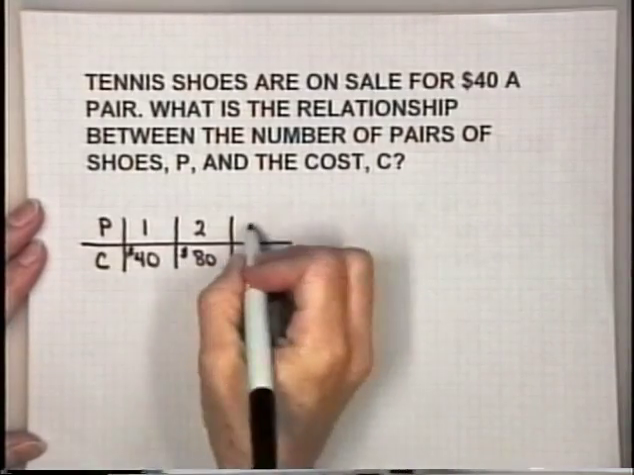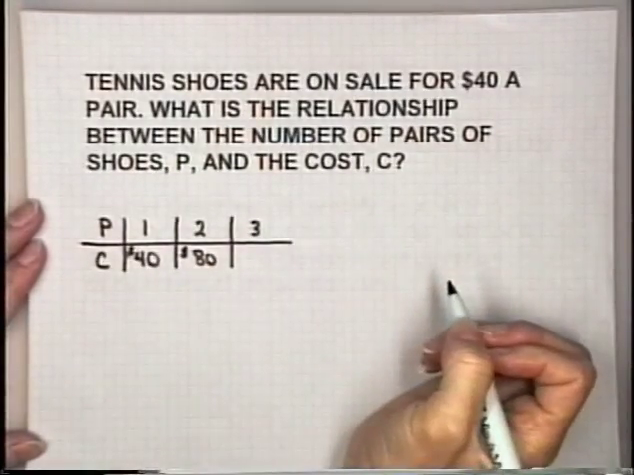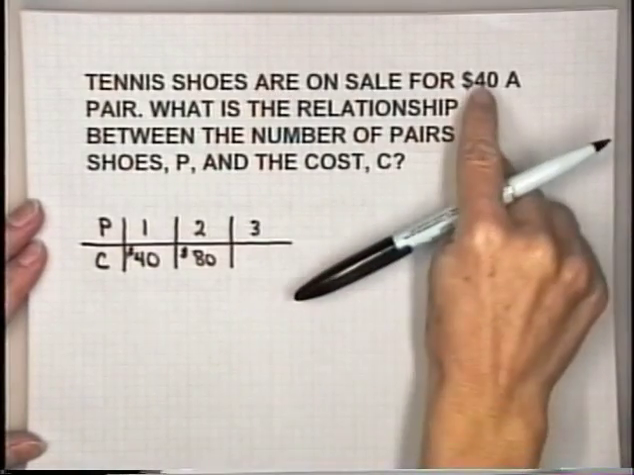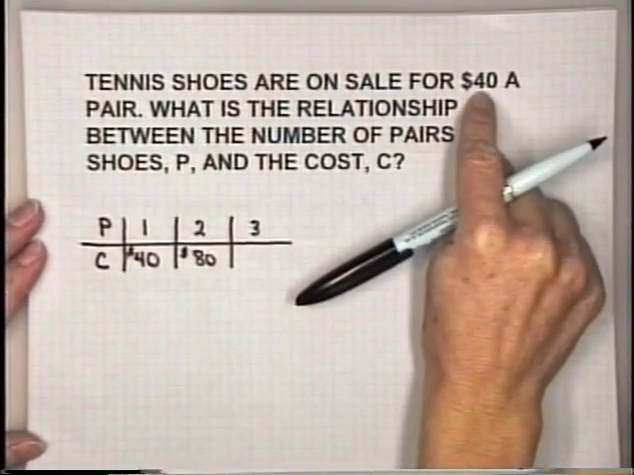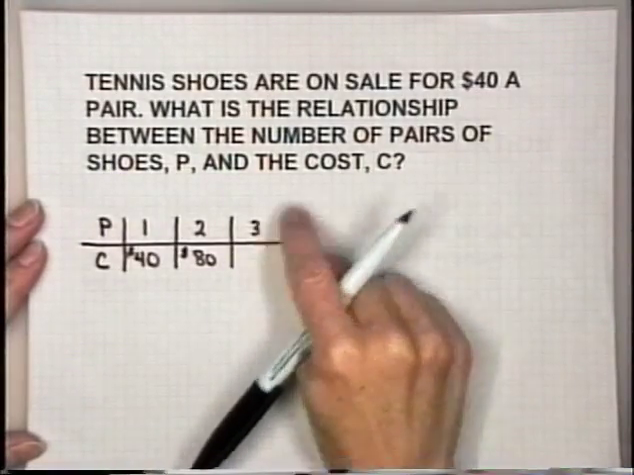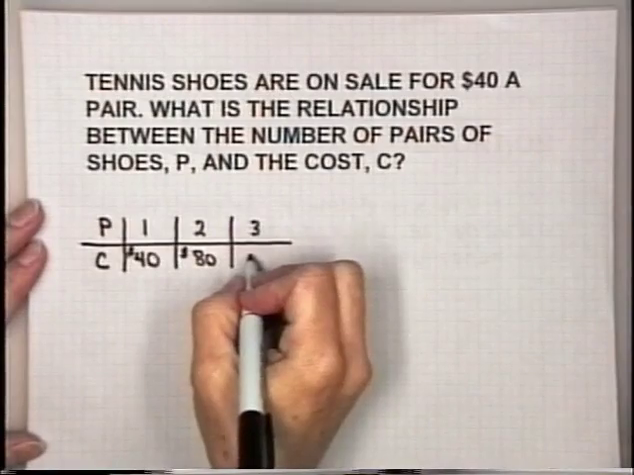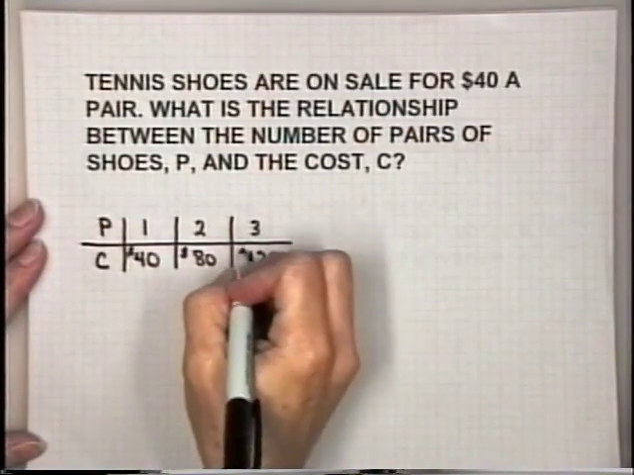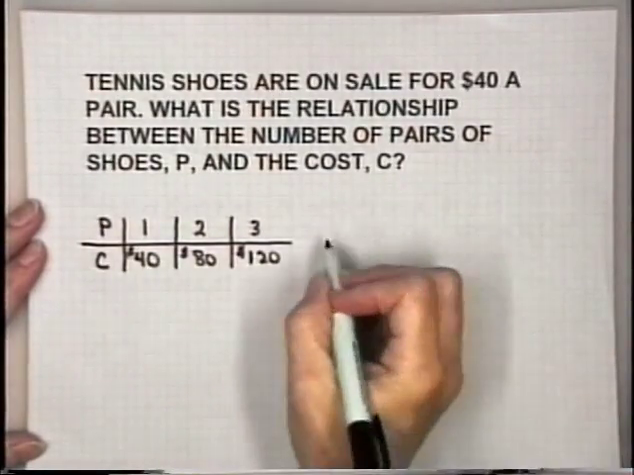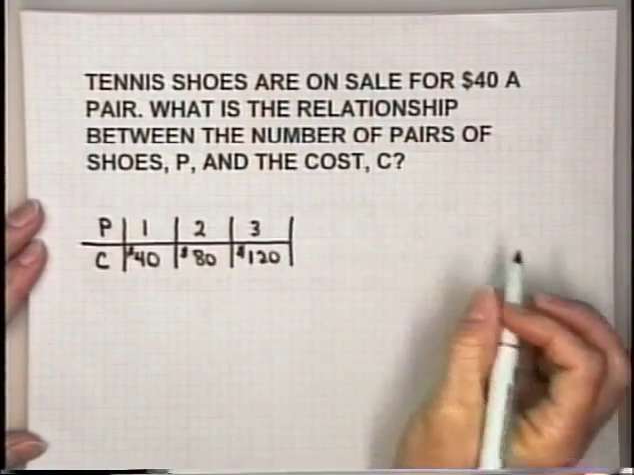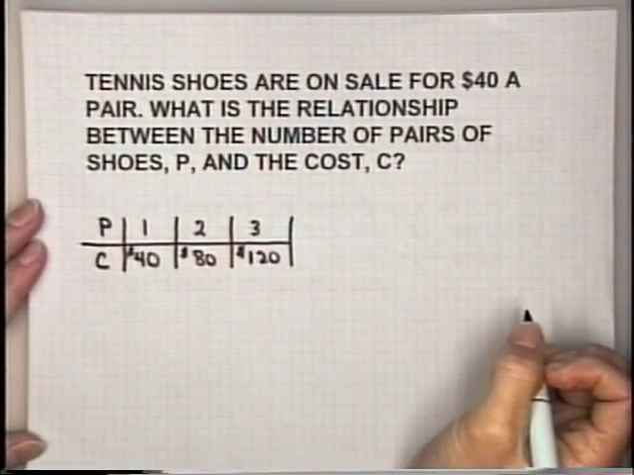And then moving on up, if we purchase 3 pairs of shoes at $40 apiece, what would I do to get total cost? Again, wouldn't I multiply the number of pairs times the cost? 3 times $40 is $120. Of course, we could do other examples, but this same relationship will exist.